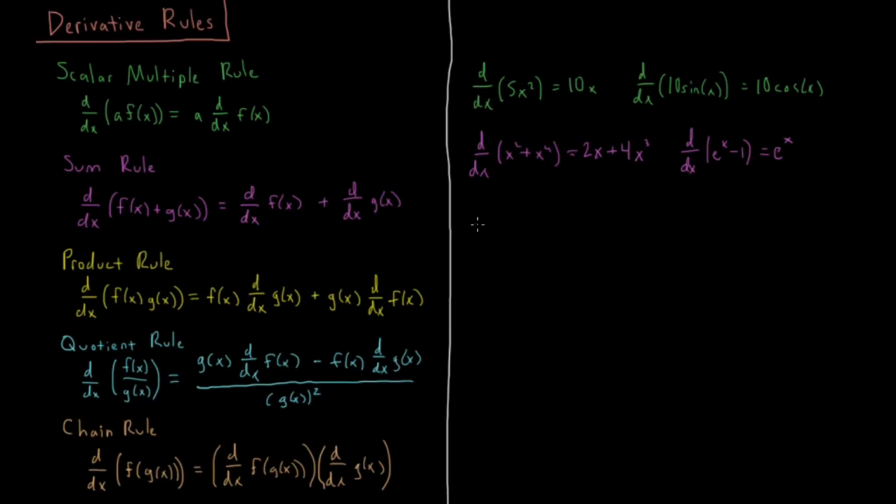Now getting into the more interesting cases, product rule. What is the derivative of x times e to the x? So we'll take derivative of x is 1. Derivative of e to the x is e to the x. So we have product: derivative of one times the other plus the other times the derivative of the first. So we have the first term will be derivative of x times e to the x plus x times the derivative of e to the x will be x e to the x.